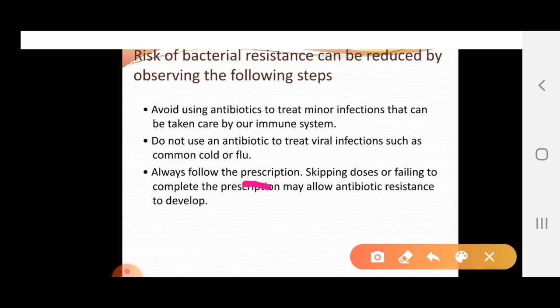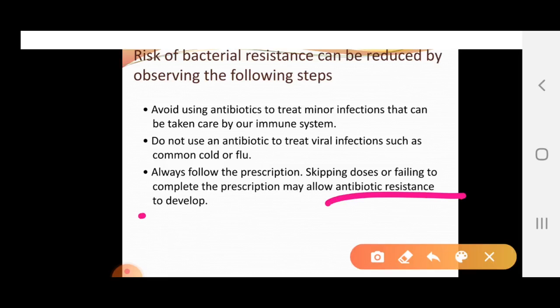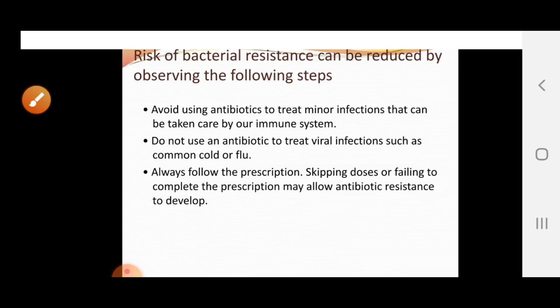Always follow the prescription. Skipping doses or failing to complete the prescription will allow antibiotic resistance to develop. If the doctor gives a medicine for 5 days, then we have to take it for 5 days, and we have to take the medicines. If not, what will happen? The bacteria will develop resistance.